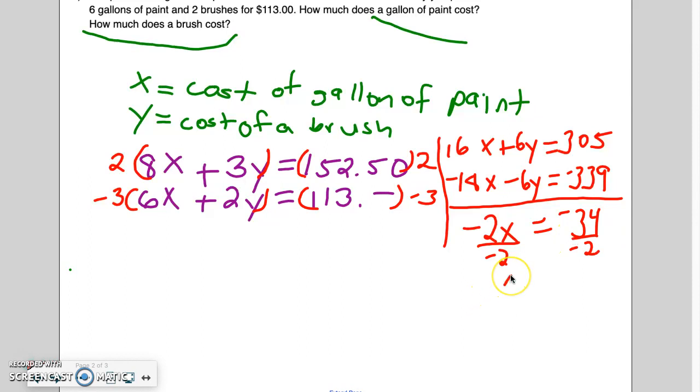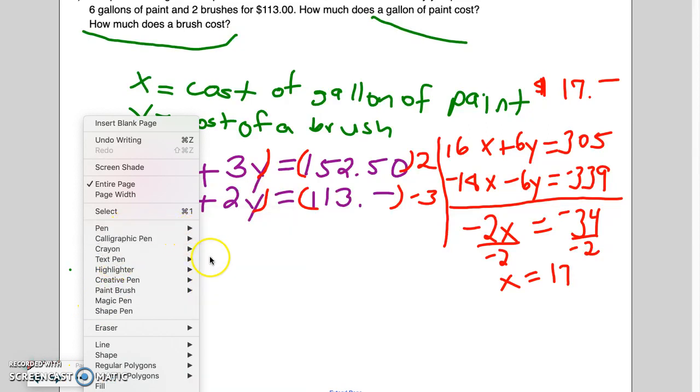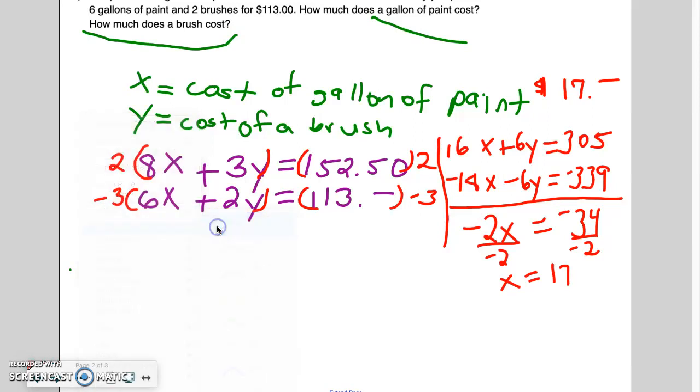So x equals $17. So if you wanted to, up here, since you told me x was the cost of paint, right here you could put $17 for a gallon of paint. We're not done yet because now we also have to find the cost of a brush. Let's go back to, we'll just do black.